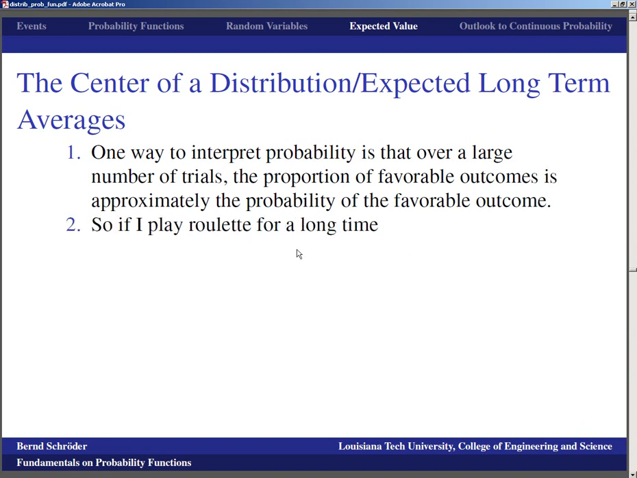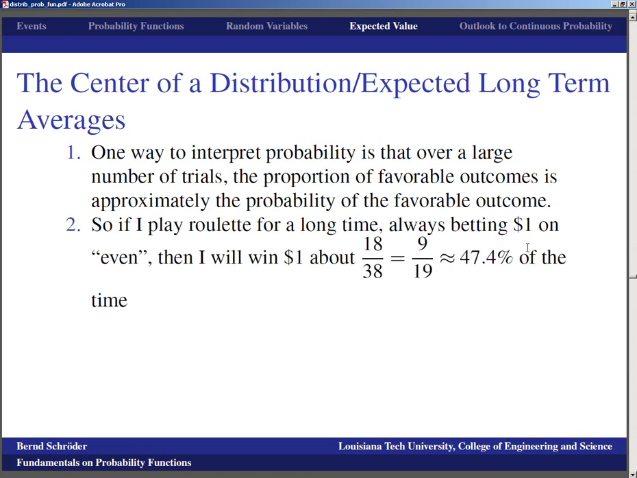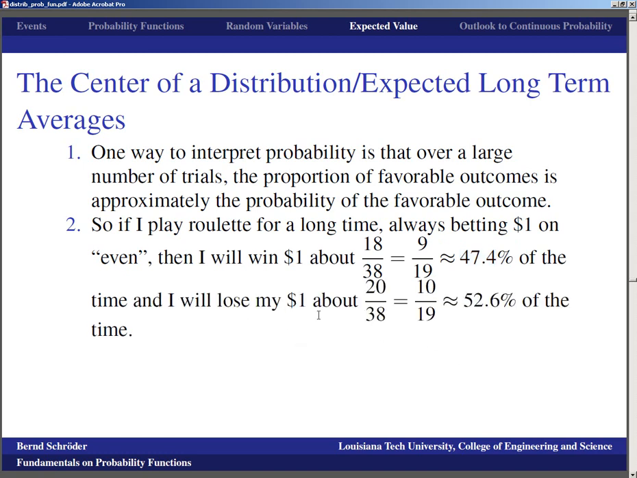So if I look at roulette, if I play roulette for a long time, what do I get? If I always bet $1 on even, then I will win $1 about 18 out of 38 times. So that's 9 out of 19. That's 47.4% of the time. Because when you bet $1 on even and you win, you just win another dollar. In other words, you lose. And so that means I will lose my dollar about 20 over 38, which is 10 over 19, or 52.6% of the time.